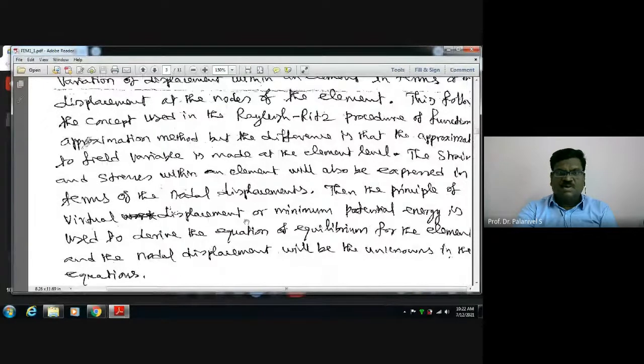Then the principle of virtual displacement or minimum potential energy is used to derive the equation of equilibrium. That is the derivation of element properties. That is called element properties formulation. We are forming it. You can use either the virtual displacement principle or the minimum potential energy principle. In some cases, if you go for the equilibrium approach, using the equilibrium approach only, we write the equilibrium equations. Anything you can use here.